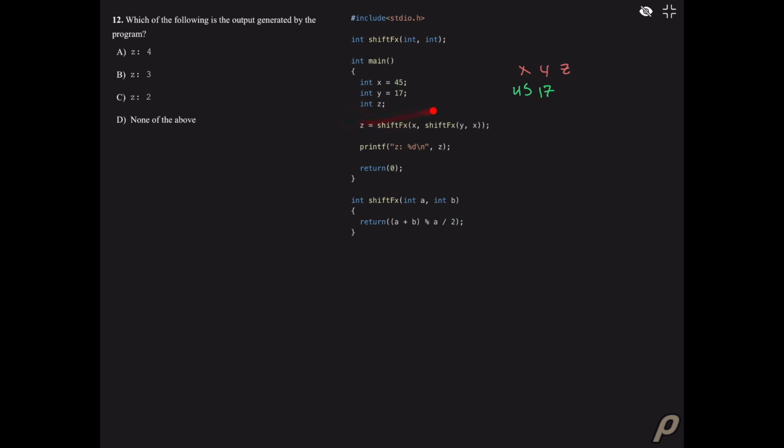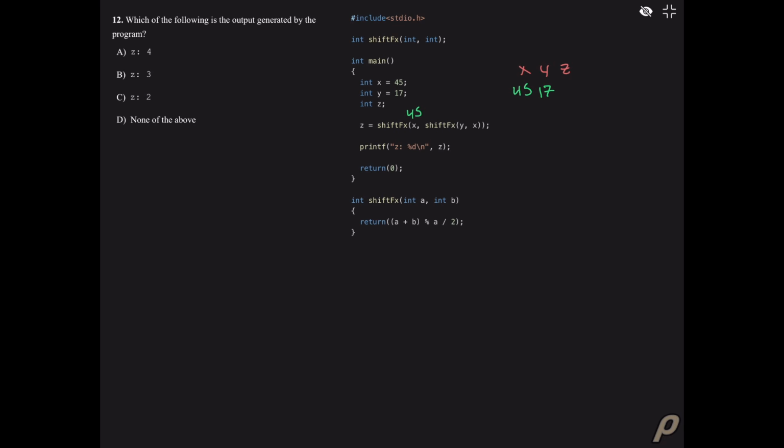So we got to jump into here. We know that for X, we're going to pass in a value of 45 here. And then for the second parameter, we're going to pass in this. And what does this mean? Well, this means that we got to execute this first, see what this returns, as it returns an int here. And then that will get passed into this function, and then this function will get executed twice. So at the end of the day, we'll execute this shift-fx function twice throughout the execution of this code.